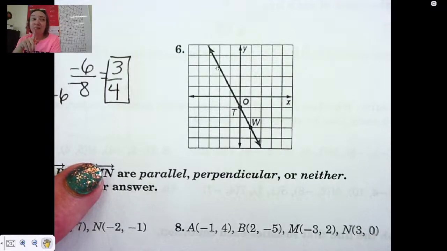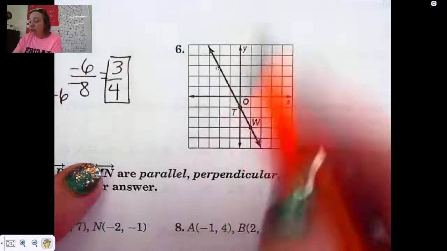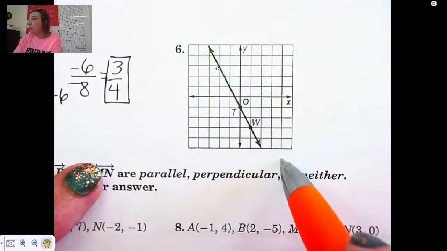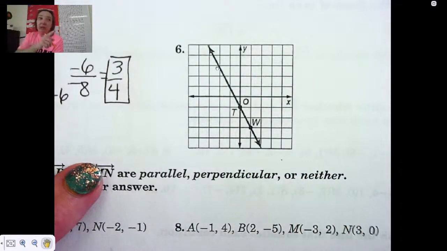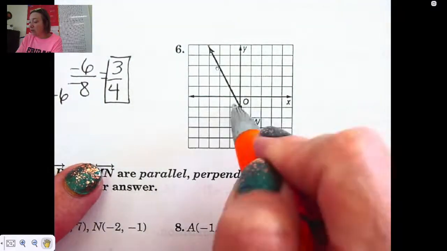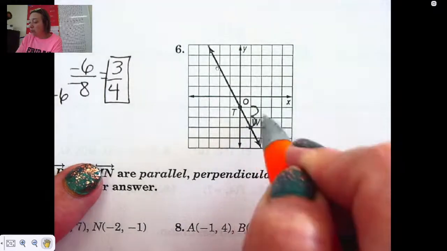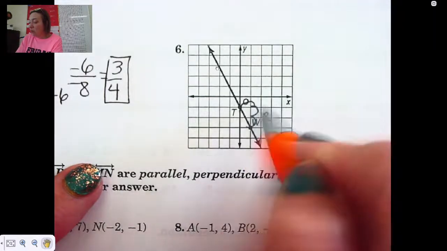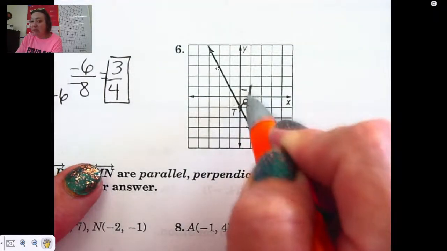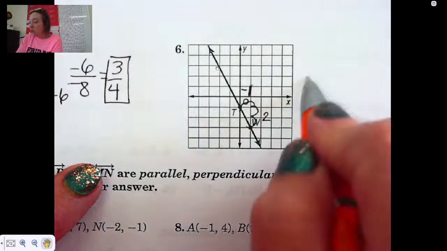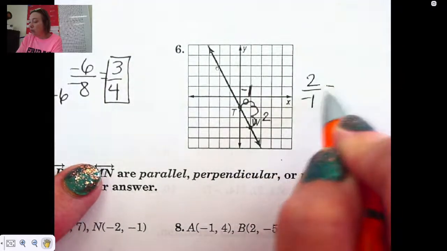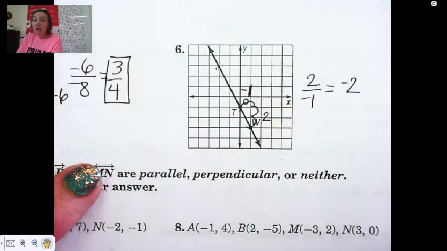It's a negative 2. Now let's talk about that for a second. First of all, the line goes what direction? It goes down. So you know your slope has to be negative. So you need to watch for things like that, right? Now, the second thing, we can count from W to T up 1, 2. But then when we go that way, that's going to be a negative 1, right? So that's going to be 2 over negative 1, which is negative 2.